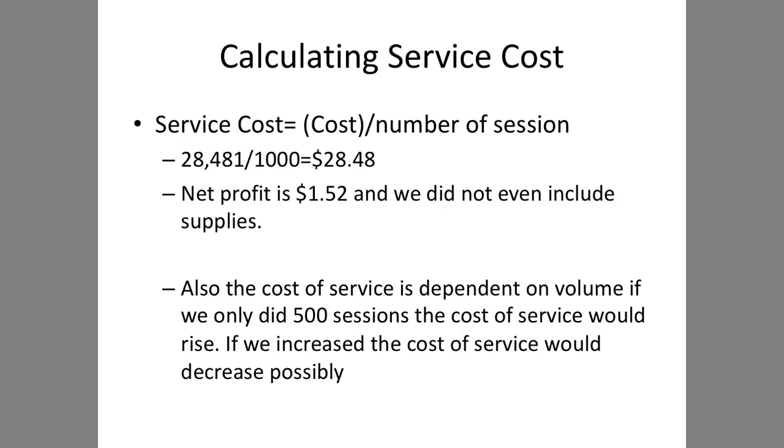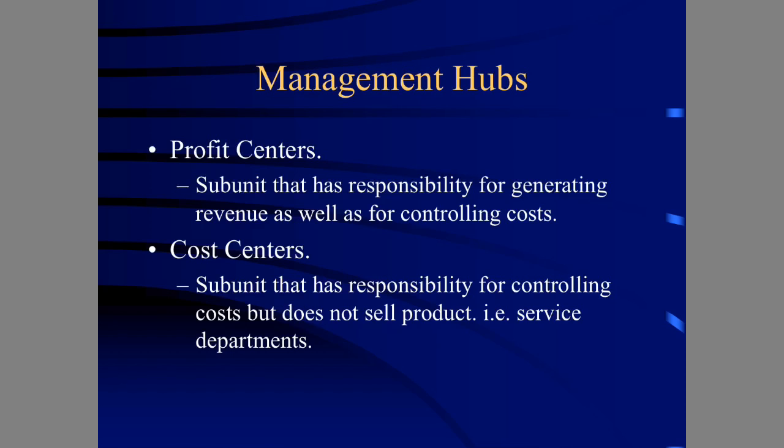But if this service fails and maybe we do half of what we plan, we're obviously potentially going to lose money. So it's really important that, in the pharmacy business or any type of business, we look at the different places as management hubs. So we have to look at our profit center, and that is the subunit that has the responsibility for driving revenue as well as for controlling costs. The main hub in a community pharmacy is the filling of prescriptions, and the cost center is responsible for controlling costs but does not sell product. Example, service departments.